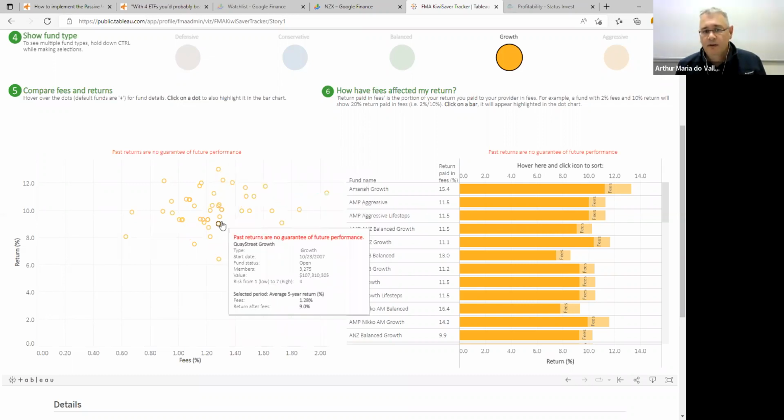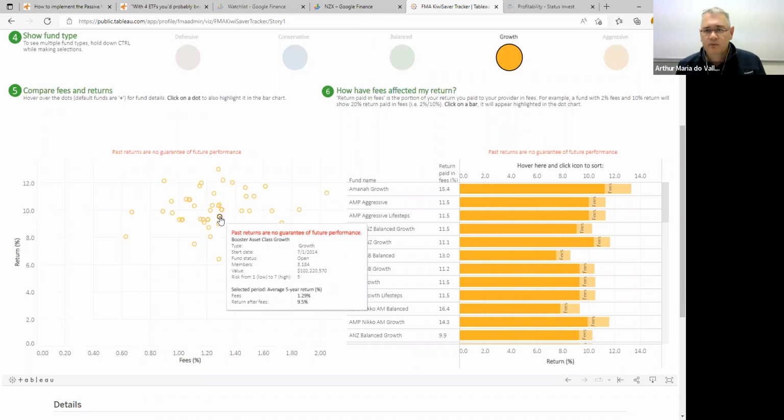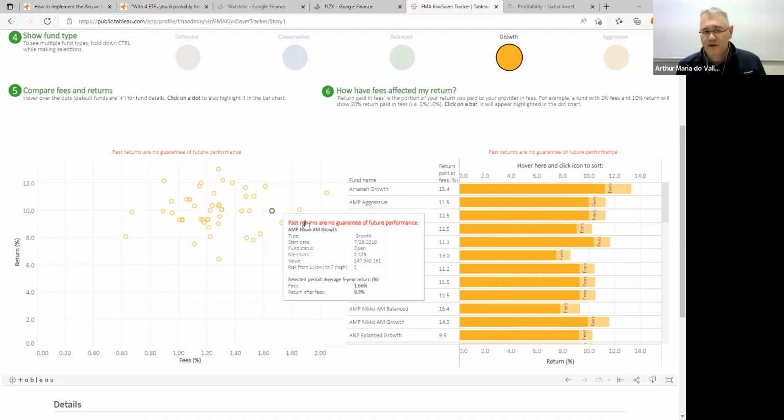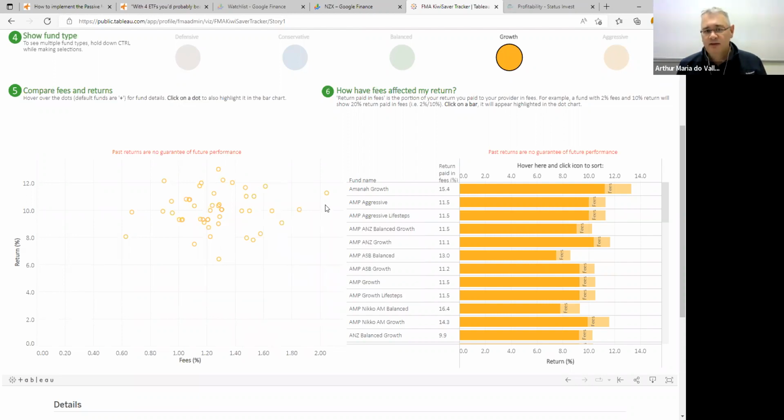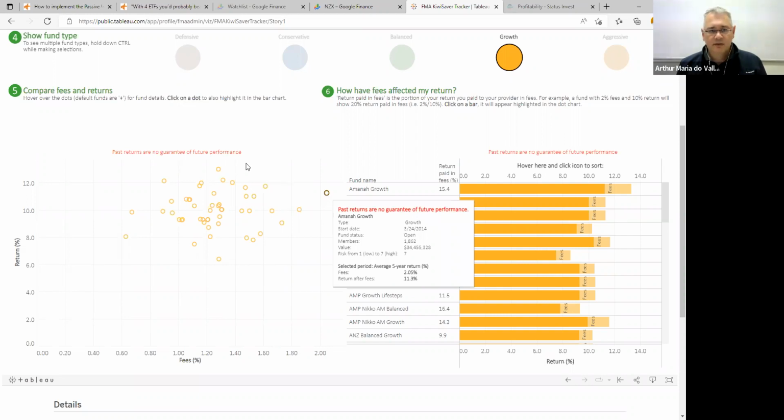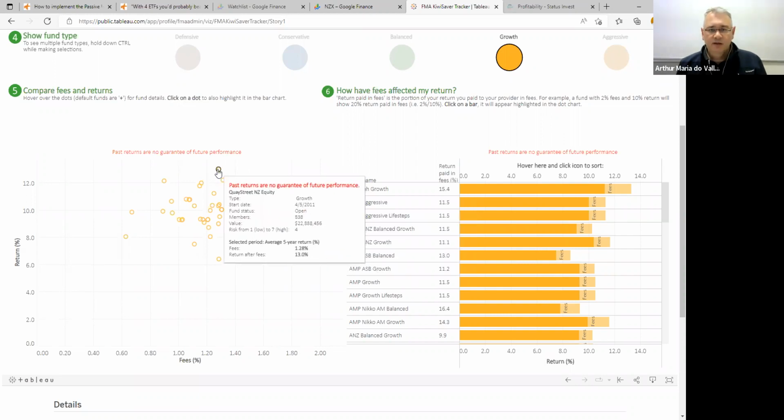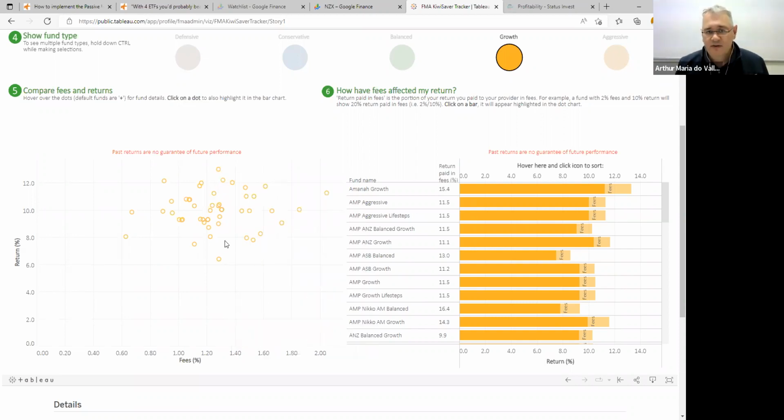Because how can I know which KiwiSaver will perform the best? In the last 5 years, these are the performances, but nobody knows about the next 10 years. Maybe this one that seems to be the highest, the top performer, will be just average in the next 5 years. So that's the idea of passive investing. Just be okay with the average market, because you are paying lower fees, and over the long run, you will be in a very good shape.